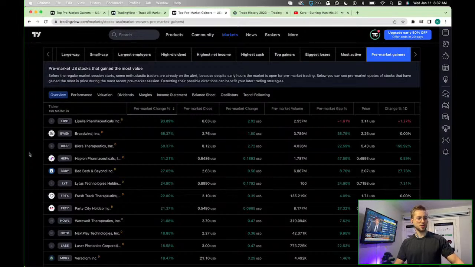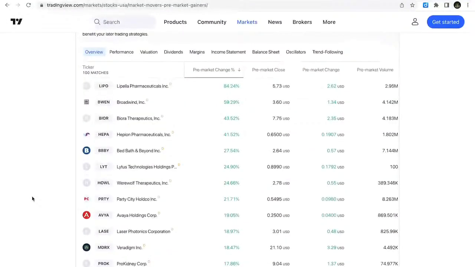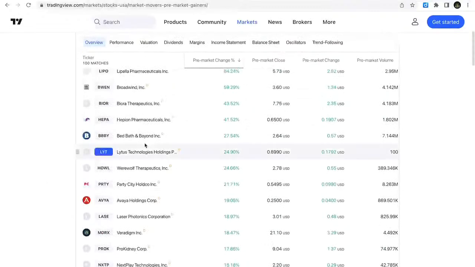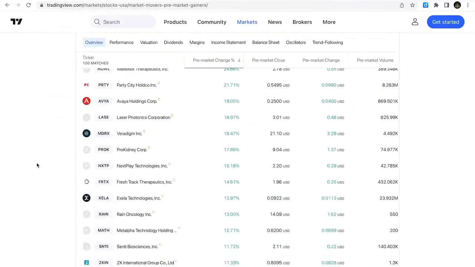Obviously, on the intro chart, you'll be able to see some of the pre-market movers via the TradingView screen. So again, Bed Bath & Beyond, these meme stocks are basically trading up. You also have Party City up again. We're just scanning through to see if there's any potential opportunities at the moment.